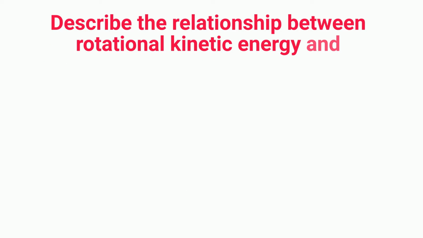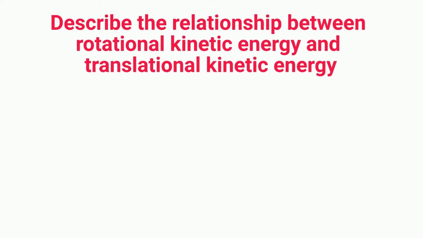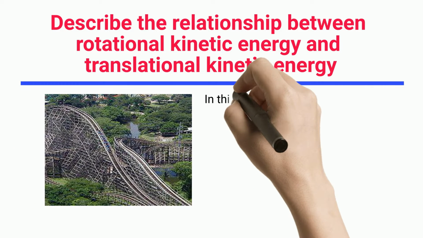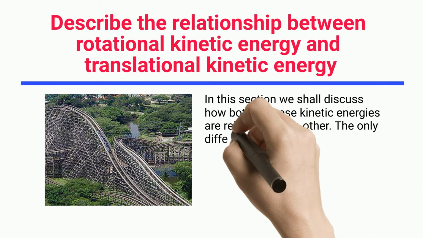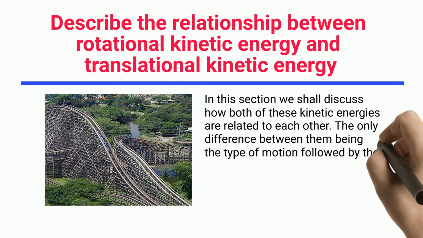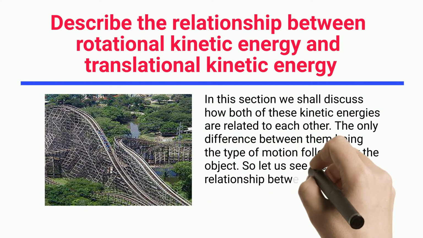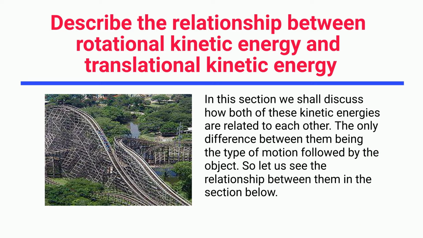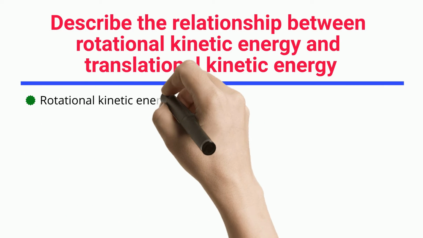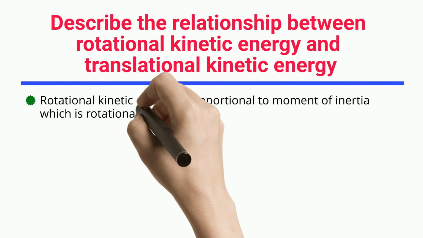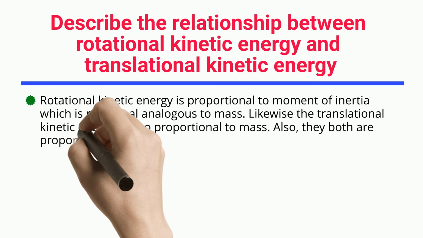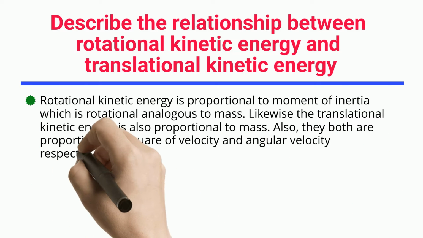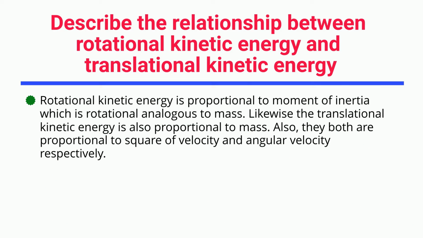Describe the relationship between rotational kinetic energy and translational kinetic energy. In this section we shall discuss how both of these kinetic energies are related to each other. The only difference between them is the type of motion followed by the object. So let us see the relationship between them in the section below. Rotational kinetic energy is proportional to moment of inertia, which is the rotational analogue of mass. Likewise, the translational kinetic energy is also proportional to mass. Also, they are both proportional to the square of velocity and angular velocity respectively.